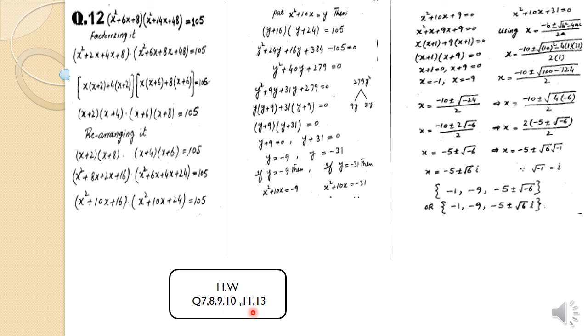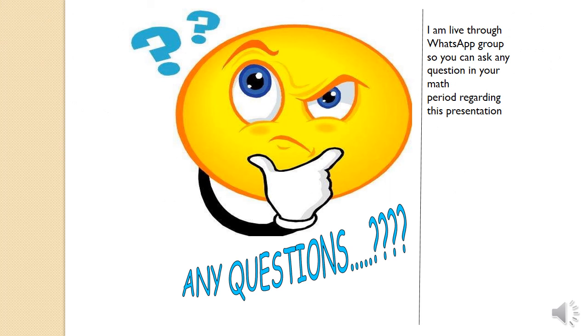Similarly, students, you can solve questions number 7, 8, 9, 10, 11, 13. If you face any problem or any query, feel free to ask. Students, in this lecture we discussed type 1 and type 2, and some questions of type 1 and type 2, and some are your homework.